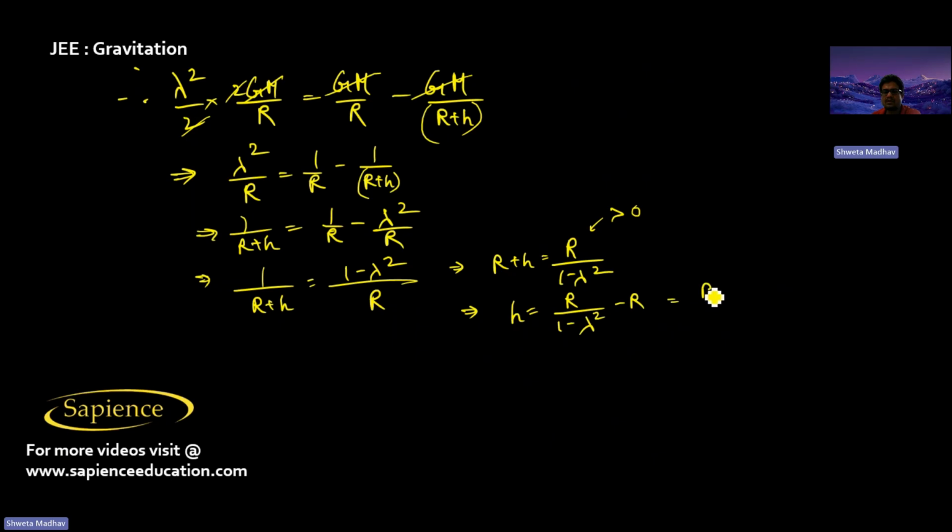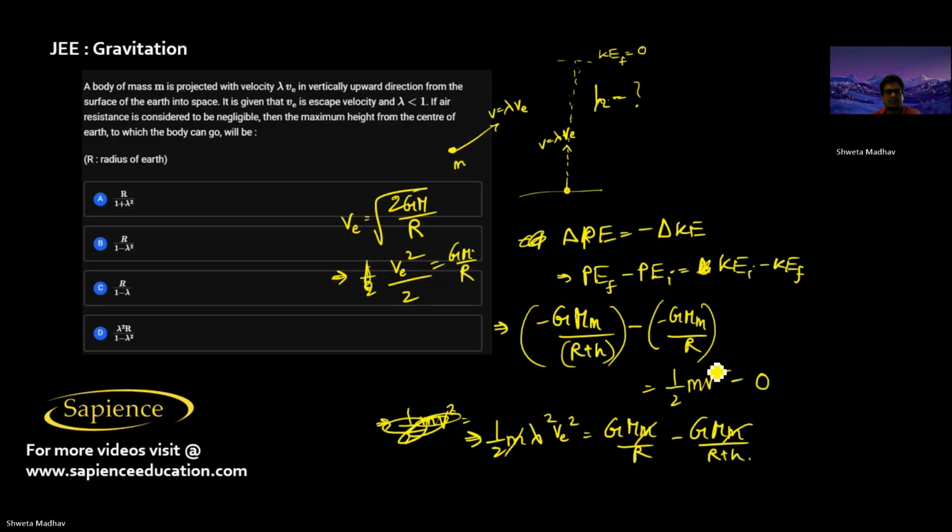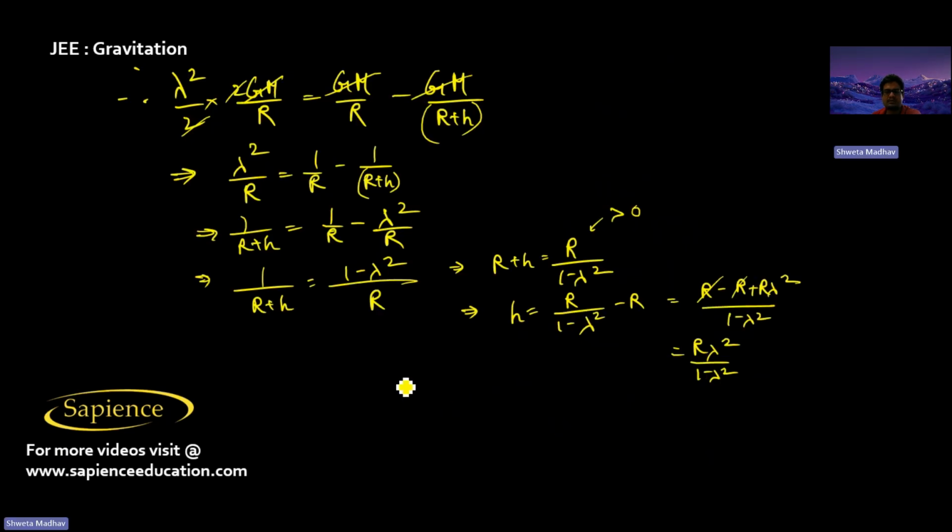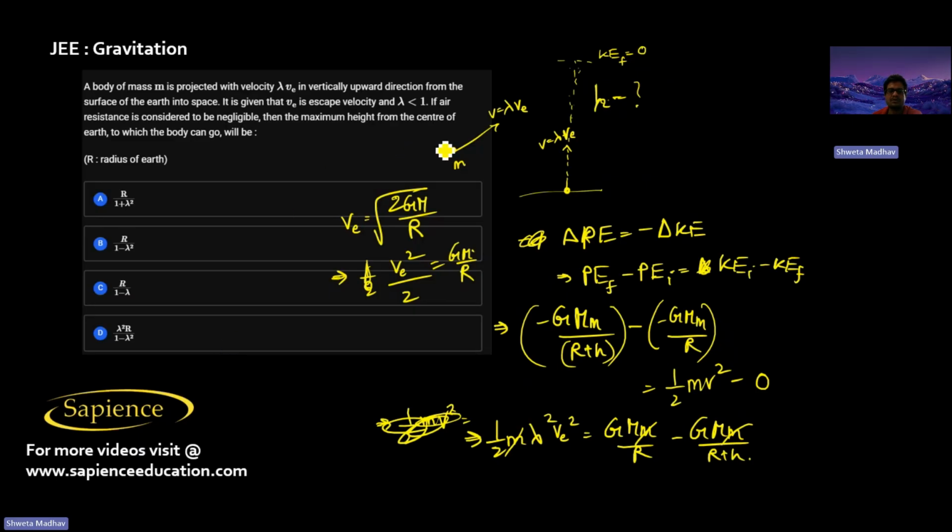So this will be equal to r minus r plus r lambda square by 1 minus lambda square. So this will be equal to r lambda square by 1 minus lambda square. So the height from the surface will be lambda square r by 1 minus lambda square. So option D is the correct answer.